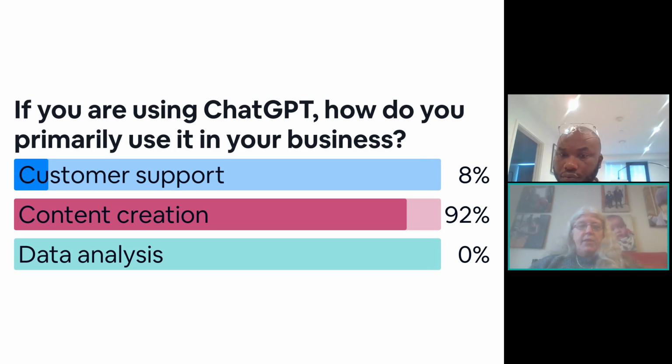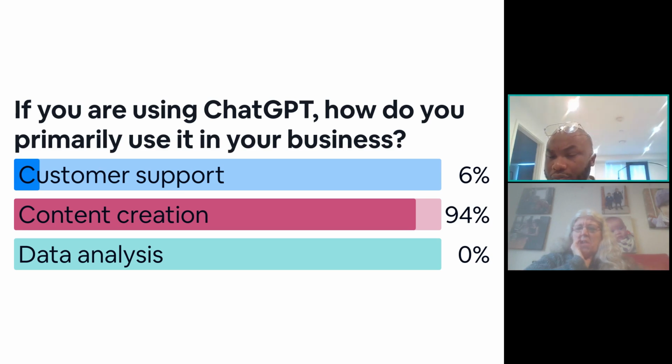I'm guessing that content creation is going to be the biggest case. I'd love to know what the customer support people are doing. That's interesting. Interestingly, if you spoke to Darren, he would probably say he uses it for data analysis, whereas I use mine mainly for content creation and a little bit of data analysis. Okay, still have some more numbers coming in. So we can see that content creation is what it's being used for the most.